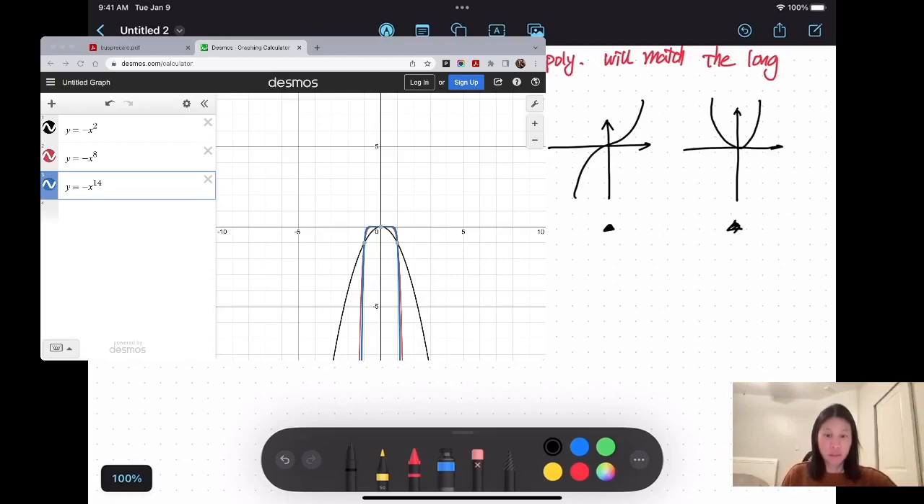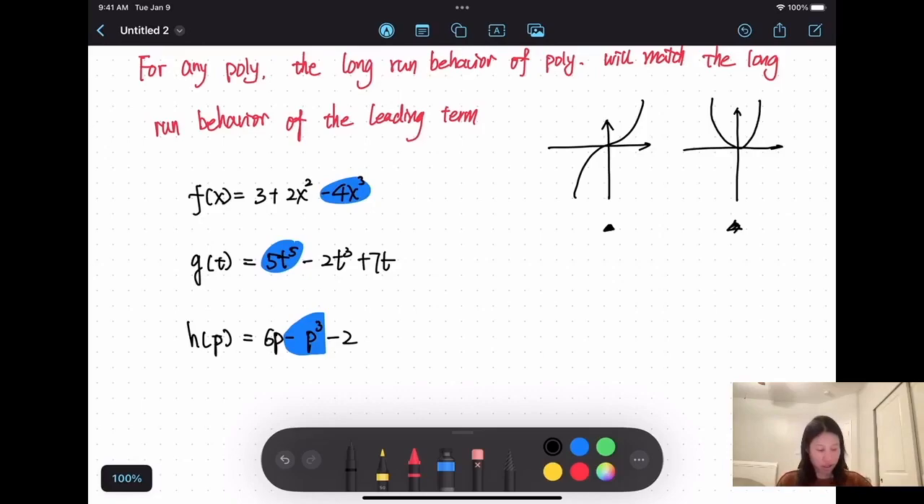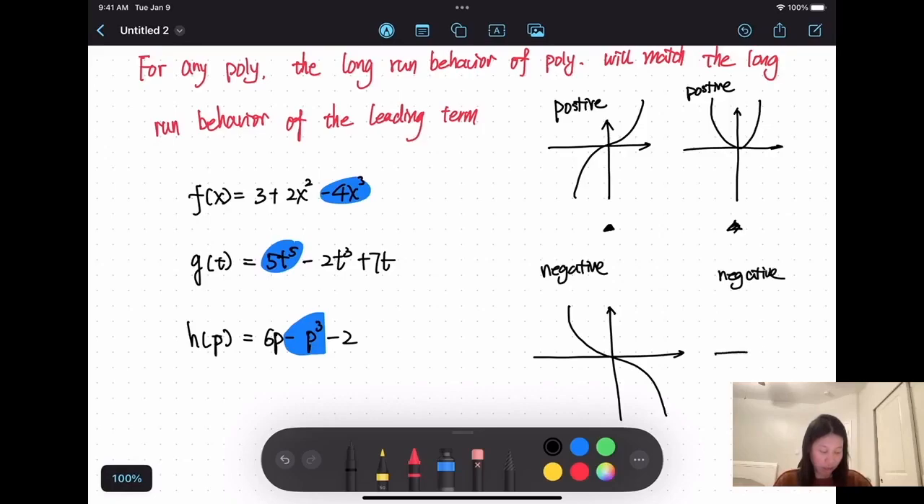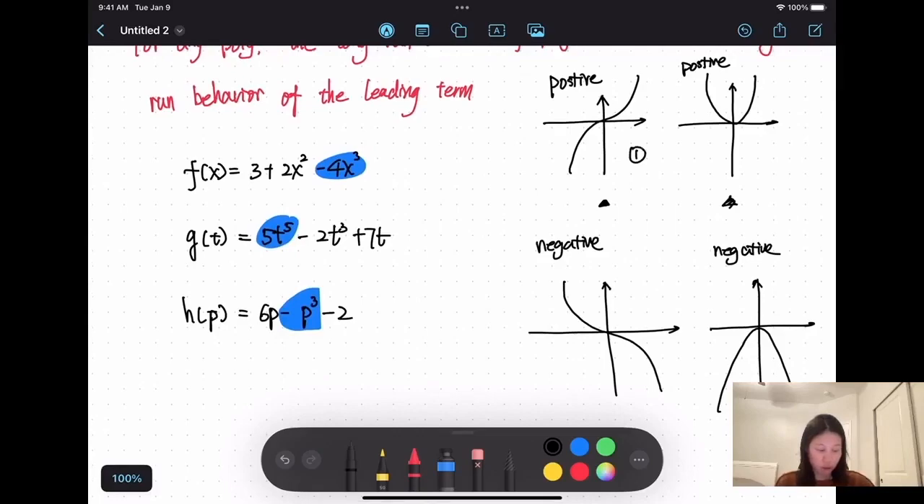So to summarize these, if the power function has a positive coefficient, this is what it looks like. But if the coefficient is negative, they're going to mirror it over the x-axis. They're going to look like this one. If it's a negative and then an even power, the function looks like this one. Okay, I am going to call these 1, 2, 3, 4.